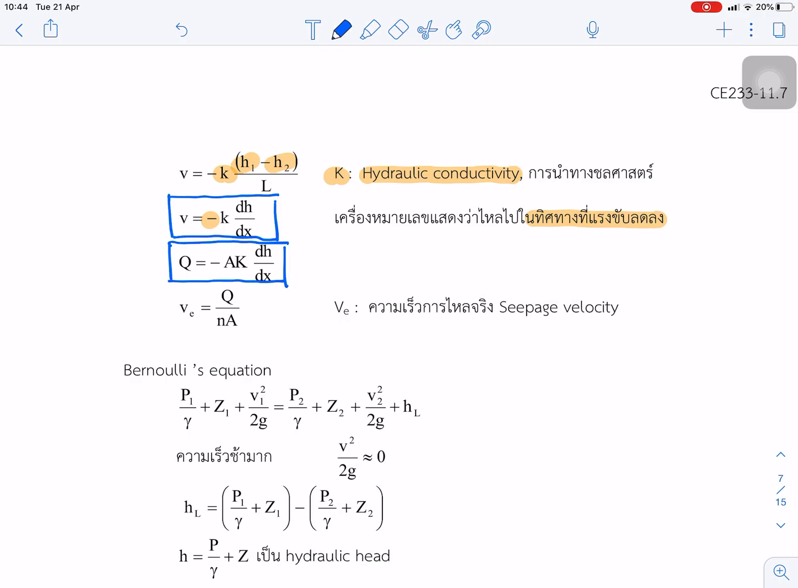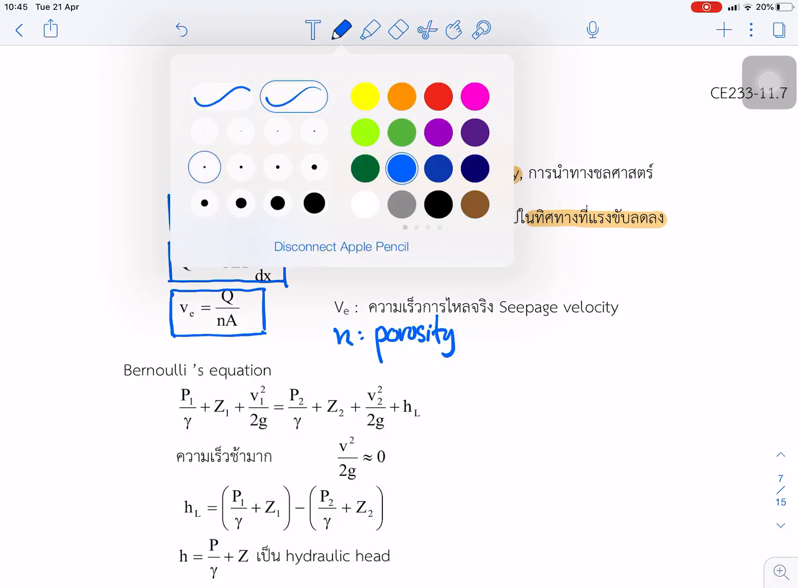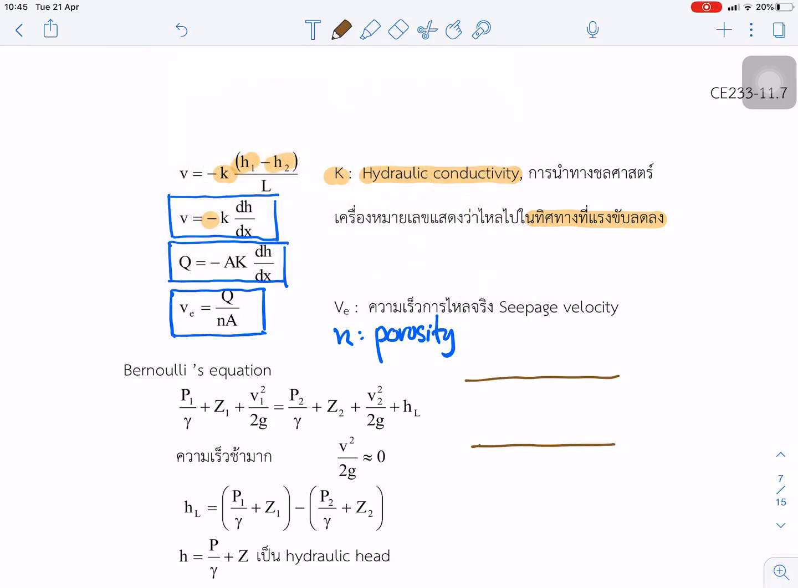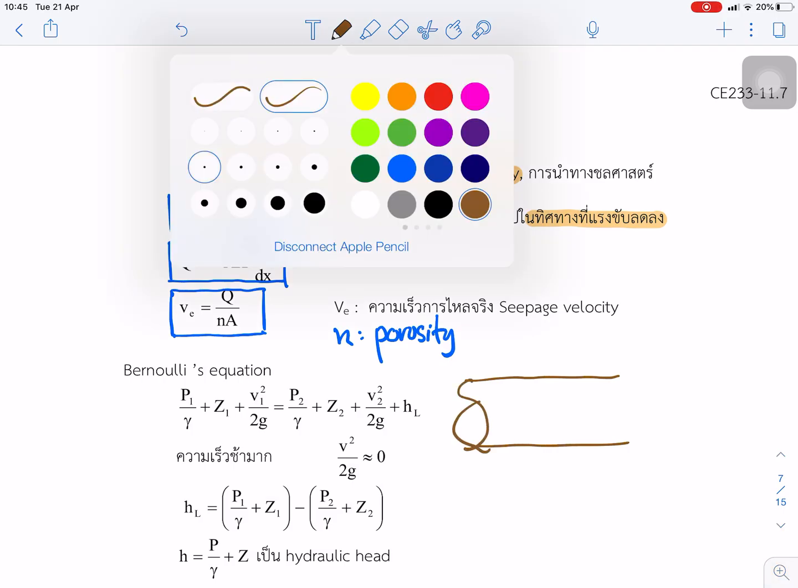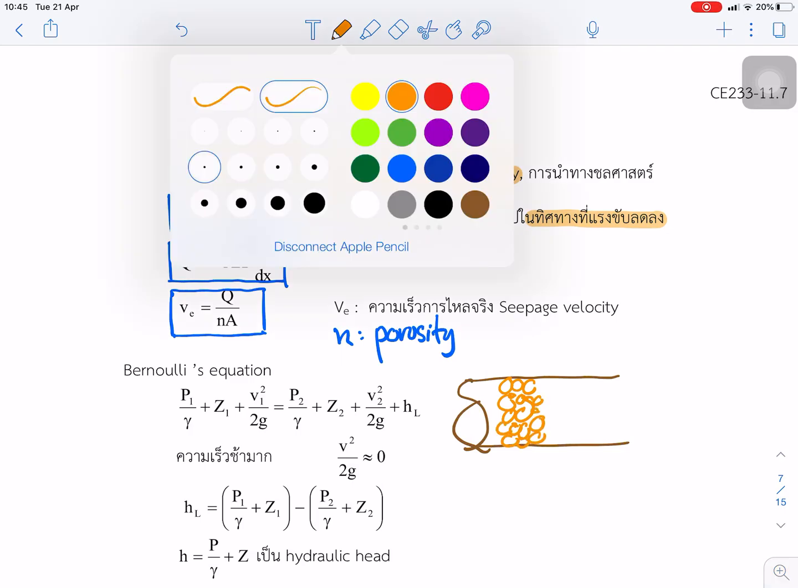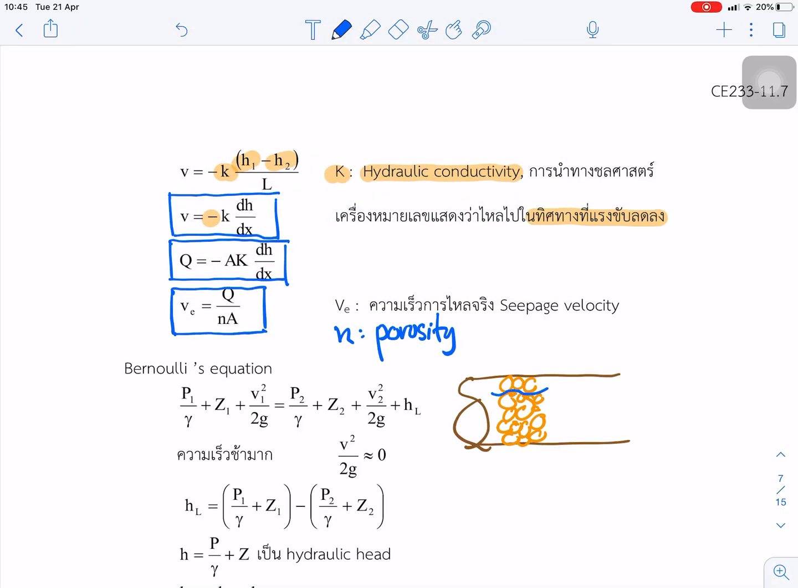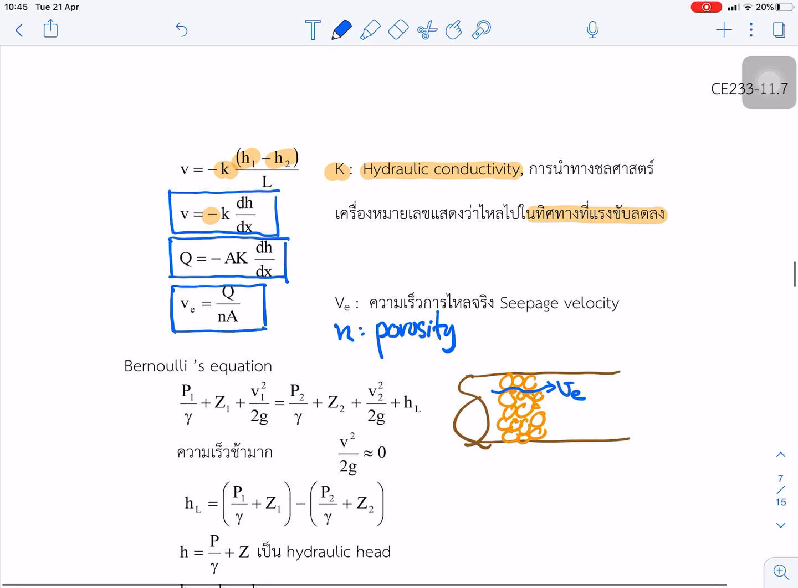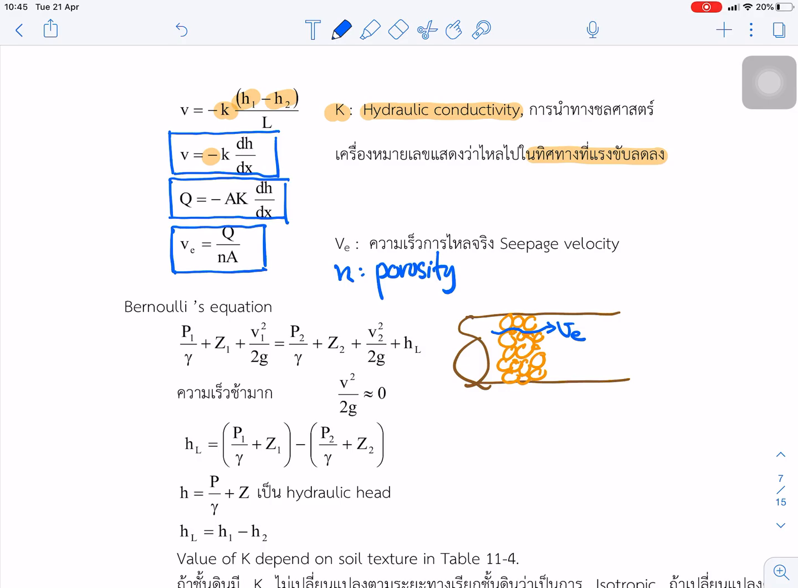The next equation, Ve, is the seepage velocity. It is the average velocity divided by n, where n is the porosity. If we draw this, for example, a pipe with the media inside, the water has to pass through the voids between the particles. So the seepage velocity is the real flow velocity passing through the porous media.